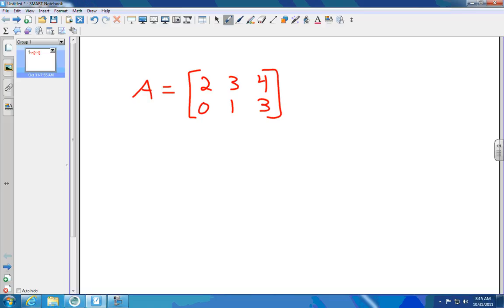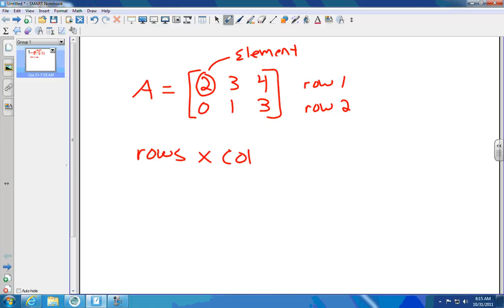Each number in here is called an element. So all the individual characters inside there are elements. And rows go horizontally. So this will be row 1 and row 2. How many rows do we have in this matrix? Just 2 rows. And the dimensions, rows come first. So it's rows by columns.